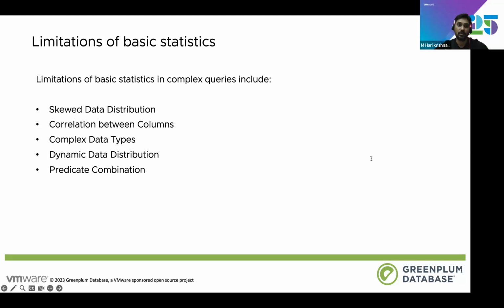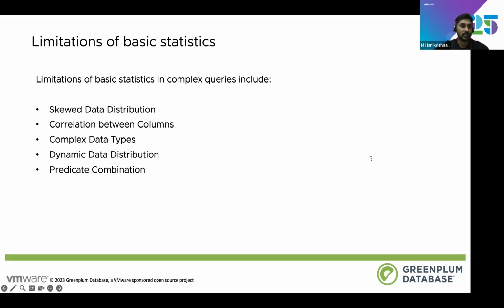And the next one is complex data types. The basic statistics are limited to certain data types, something like numeric data types, and may not be available for complex data types such as arrays, histograms, or JSON. This can lead to limited information for complex data types, leading to less accurate cardinality and selectivity estimates.